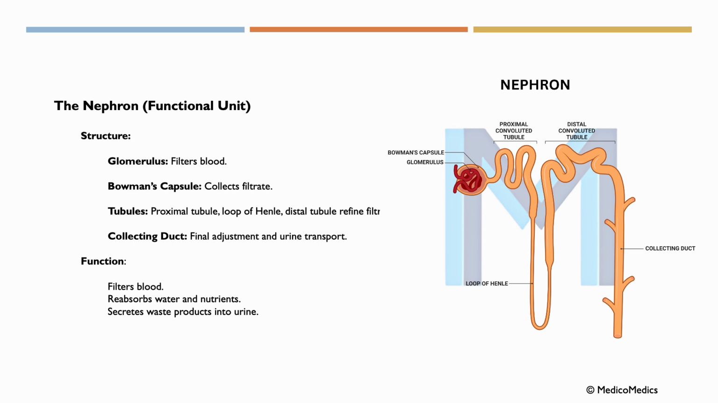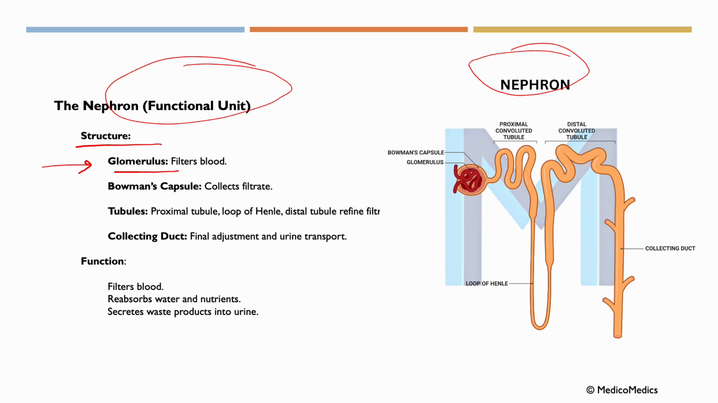Now let's talk about the nephron, which is the functional unit of the kidneys. And usually when we talk about the kidneys, what we're actually talking about are these nephrons. And you will maybe see why in just a moment. So the structure of the nephron. We have the glomerulus. This is where blood is filtrated, and it's illustrated here.